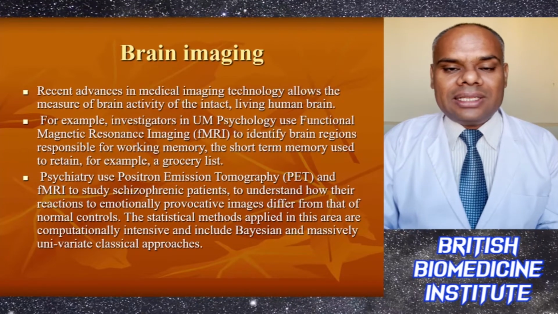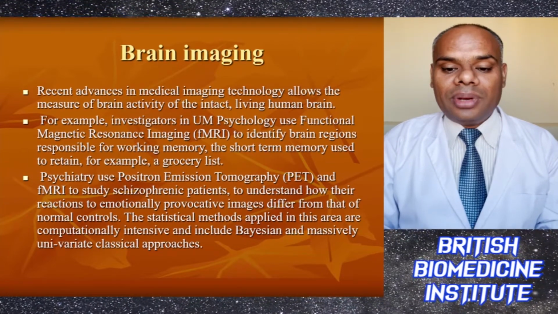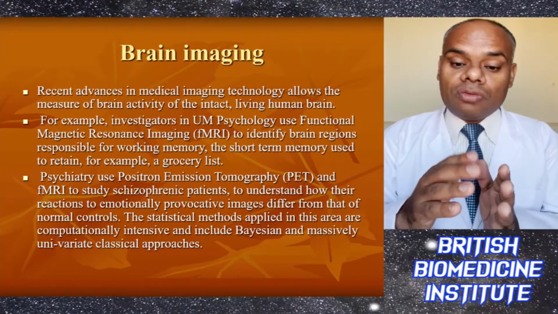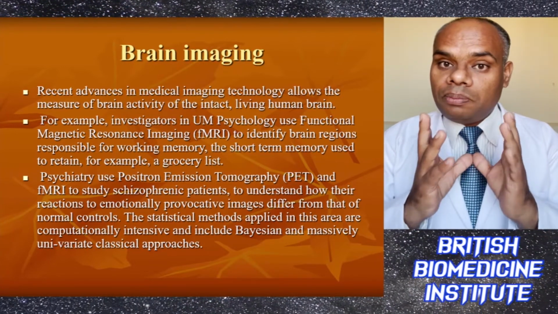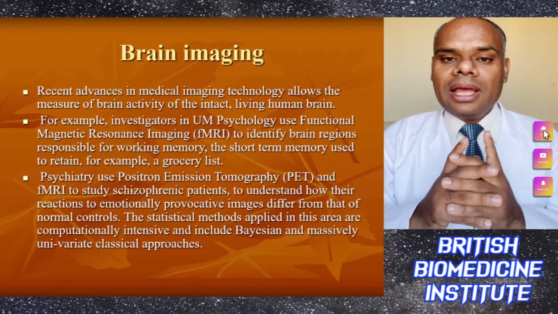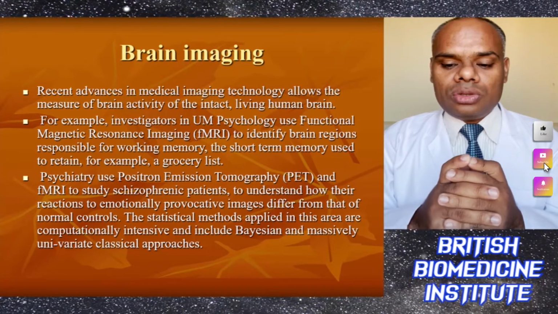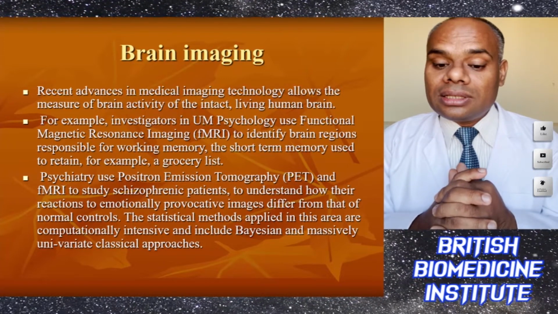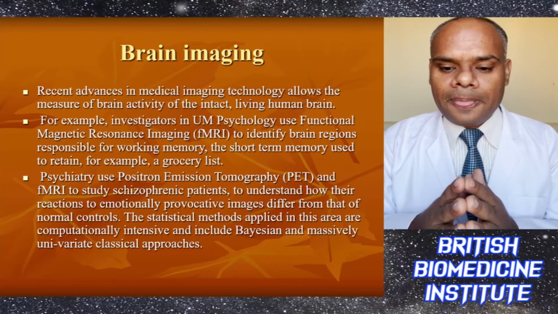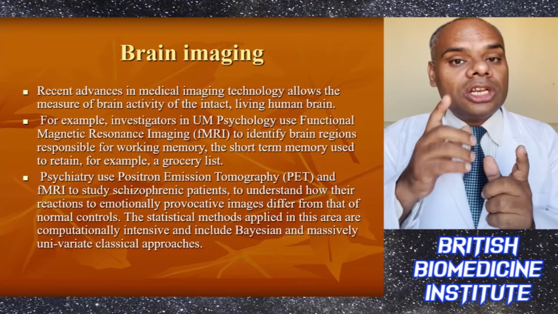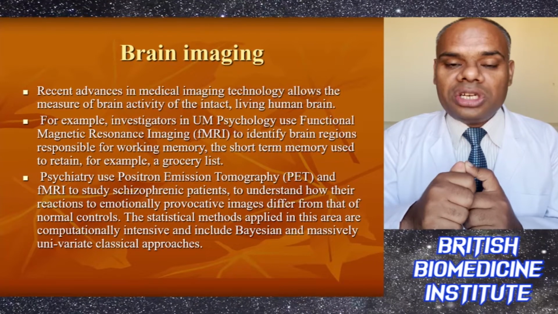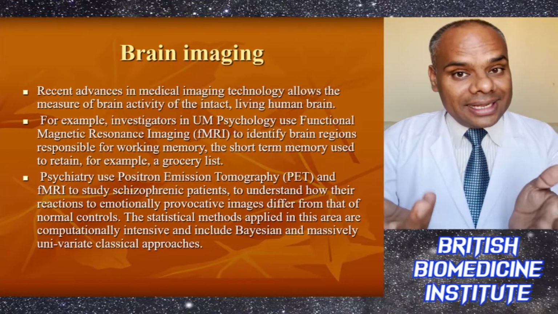Basically, recent advances in brain imaging technology allow the measurement of brain activity of the intact living human brain. For example, investigators in psychology use functional magnetic resonance imaging (fMRI) to identify the brain regions which are responsible for working memory, the short-term memory used to retain, for example, a grocery list.